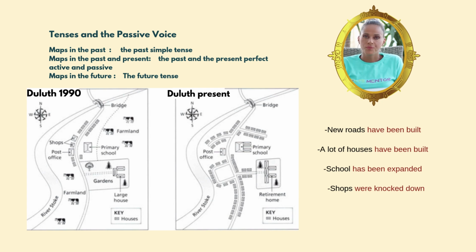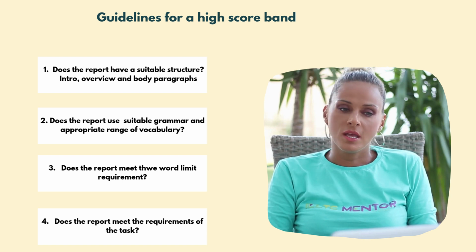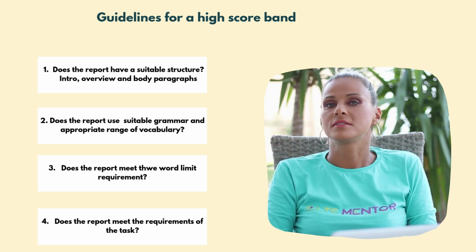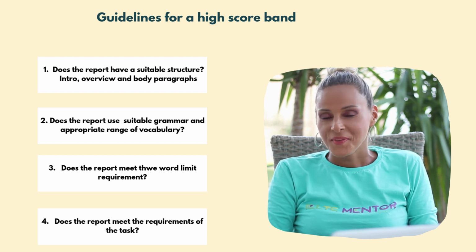For example, take a look at this sentence. New roads have been built. This is present perfect passive voice. One of the reasons why we use passive is because we don't care who the doer of the action is. We don't know who the doer of the action is. So we want to emphasize that new roads have been built. We don't care who.